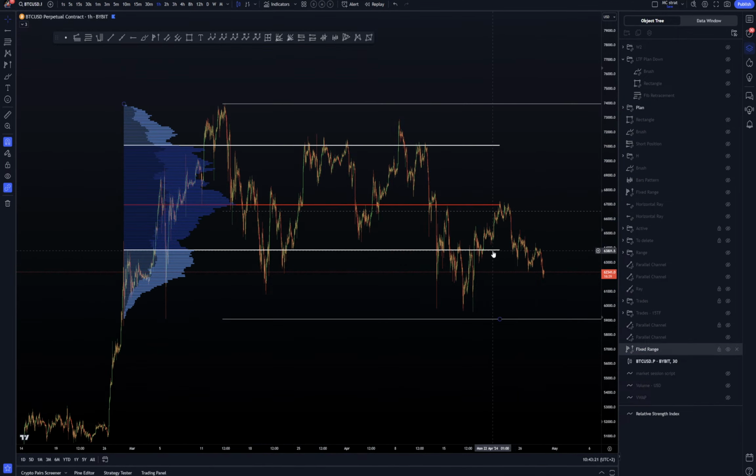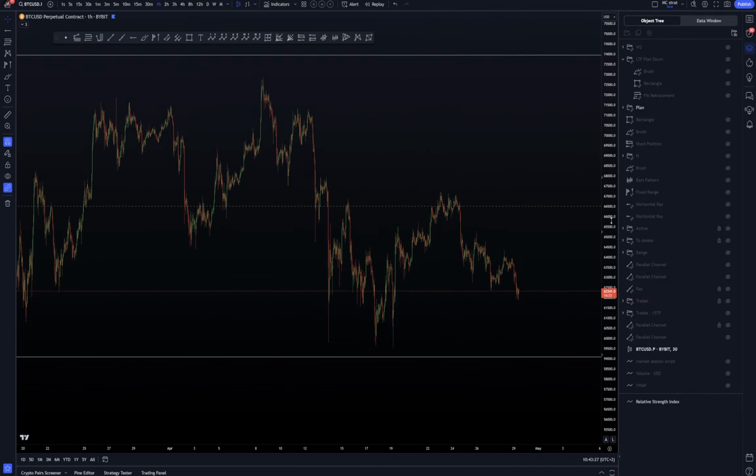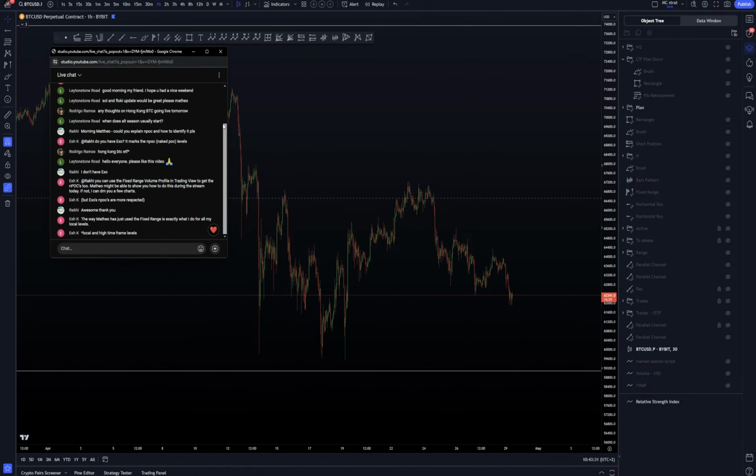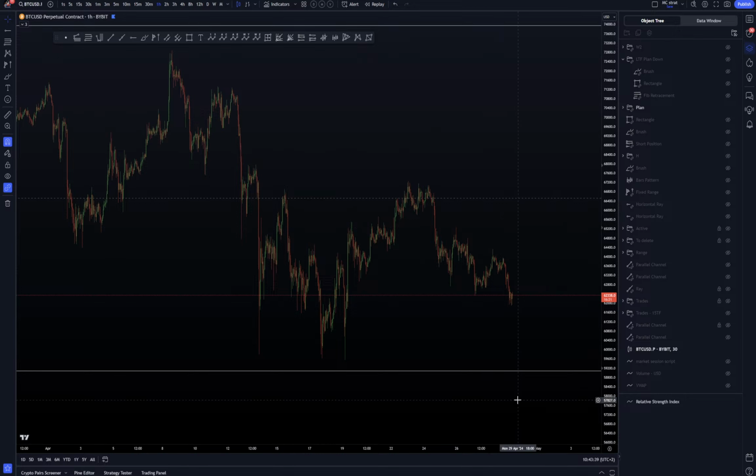Because now we're looking at the naked values, so it will be more like this on the top. But yeah, this is the way I'm using this personally. It's working pretty well, not gonna lie, in confluence with everything really. Yep. Look at it in higher time frame level.